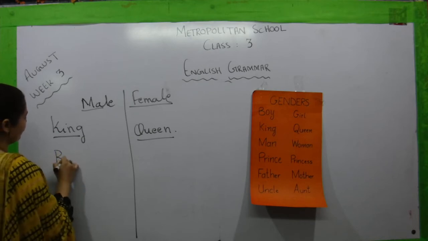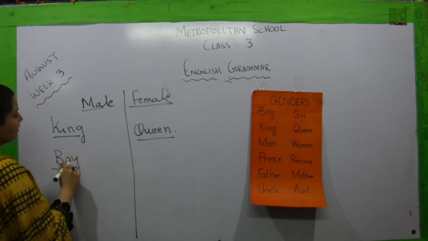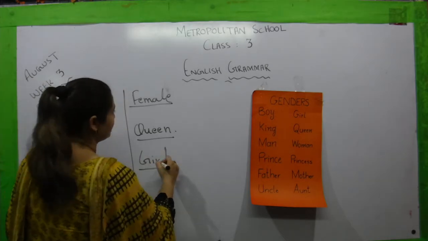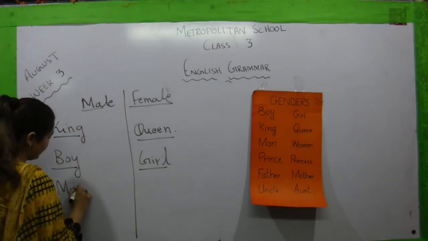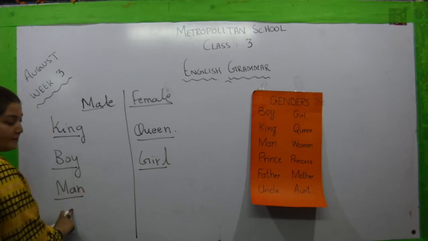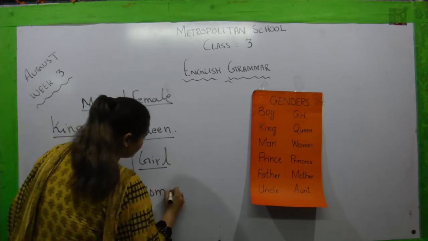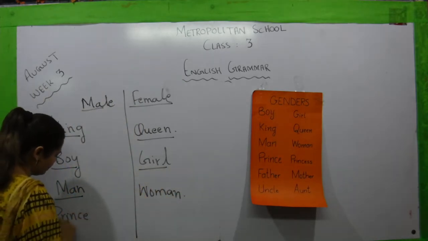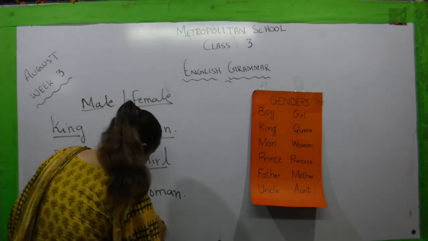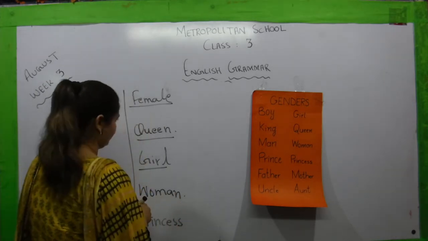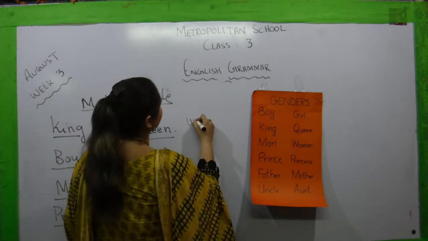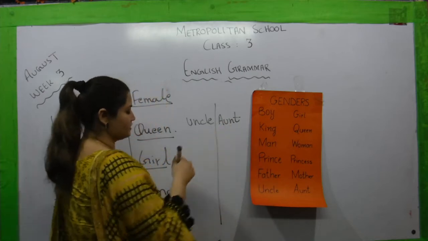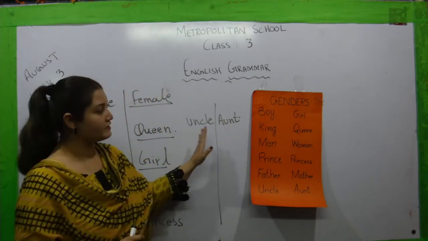Now let's move towards our next gender, male gender, which is boy, and the female gender for the word boy is, of course, girl. Now the next one is man. And the female gender for the word man is woman. The next one is prince. Its female gender is princess. And the last one is uncle, aunt. You can also call it auntie, but it's better to call it as aunt.